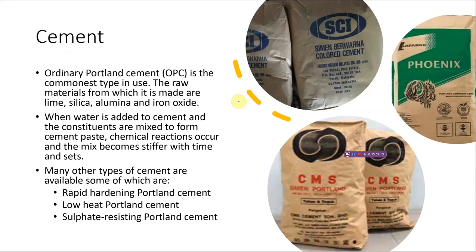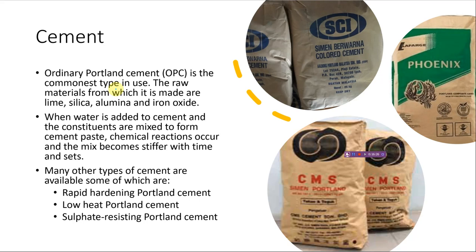We're going to the next slide, which is cement. So cement I cerita sikit lah. So here we have the ordinary Portland cement. OPC is common type use. The raw material from which it is made from lime, silica, aluminium and iron oxide. Okay, so when water is added to cement, the constituent are mixed from the construction a mix to form cement paste. Chemical reaction occur and the mix becomes stiffer with time set.